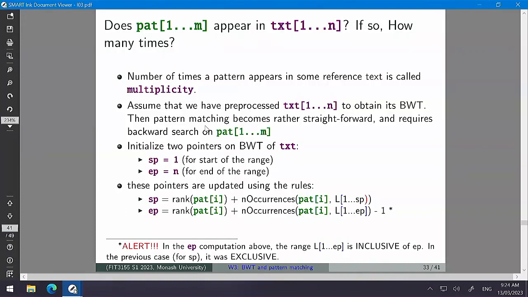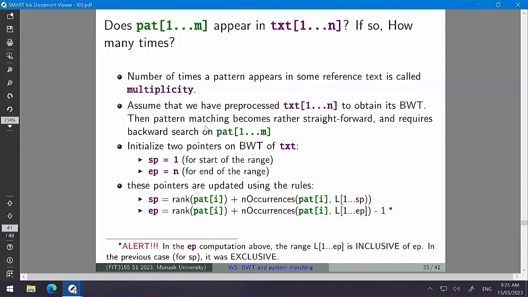Now, the algorithm is basically trying to say that I have two pointers, a start point and an end point. When you have to search for a pattern, you have to search for it in the reverse order, like you're recovering something. So you have to search for the mth character of the pattern first, then m-1, m-2, m-3. Each time you do it, you have a start point and end point pointing into the Burrows-Wheeler's column.